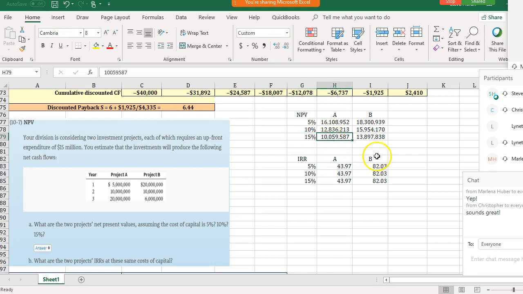Now, at 15%, project A won't work or B won't work because the initial cash outlay was 15. A won't work under $15 million, but B would work, right? And then, of course, these both work.